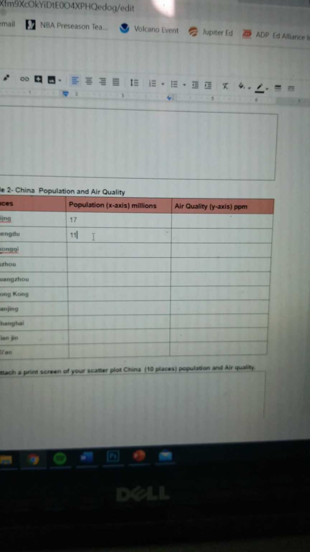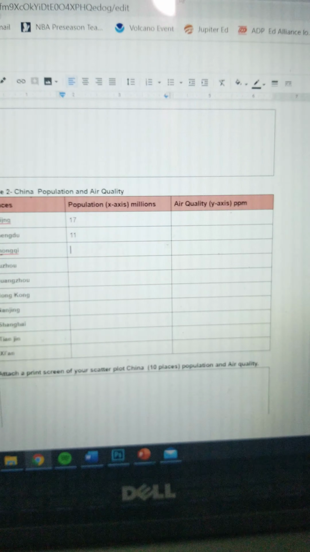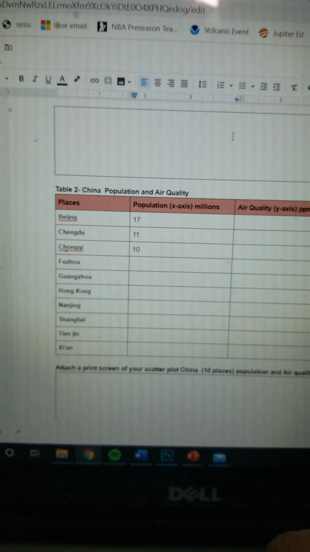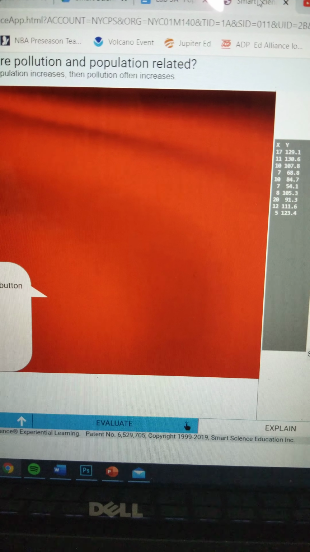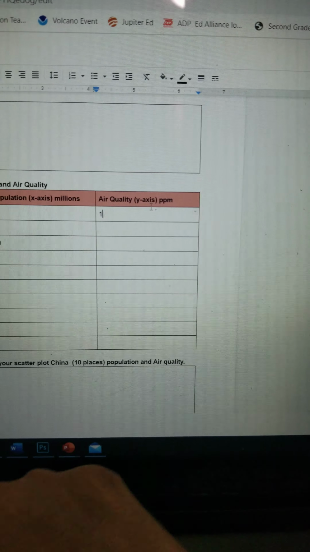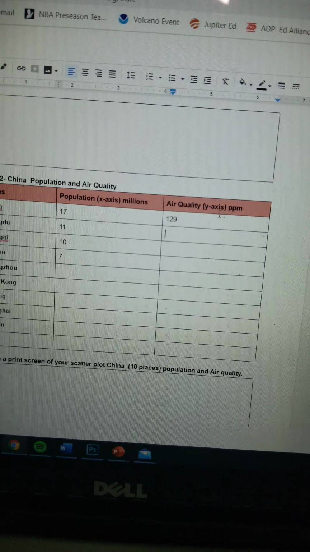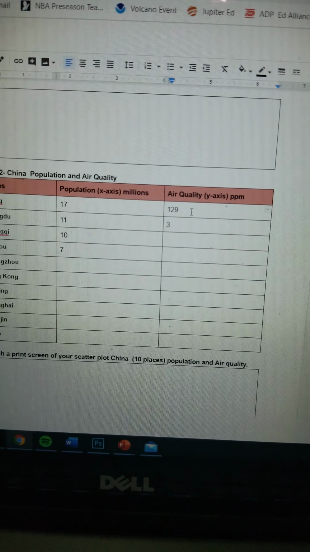So I saw 17, 11, 10, and 7. And for the air quality, remember it's ppm because it is parts per million. That's how we measure air quality. 129.1. This one is 129.1.